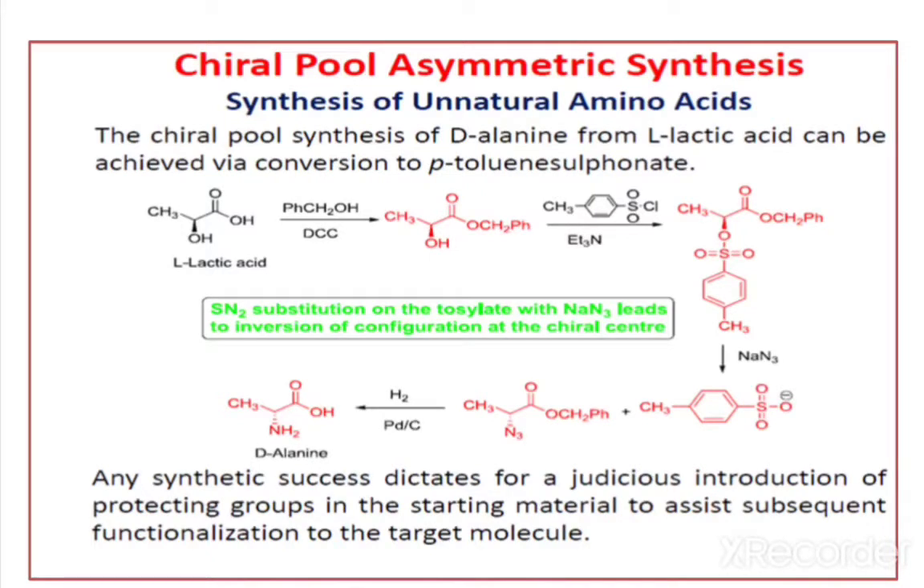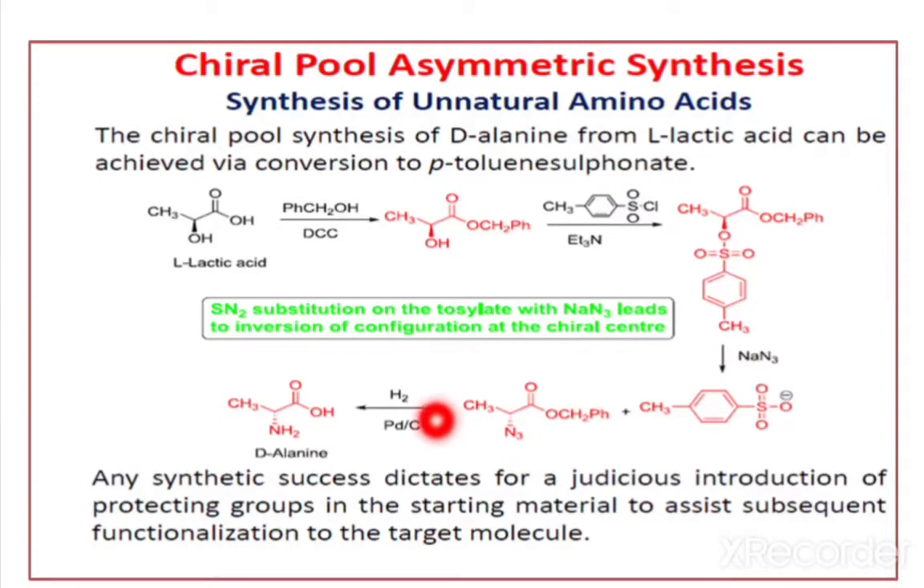Now the SN2 substitution on the tosylate with NaN3 leads to inversion of configuration at the chiral center. That means NaN3 attacks and there is inversion of configuration. That means here the tosylate group is on the front side. When NaN3 attacks, it is inversion of configuration, and it becomes back side.